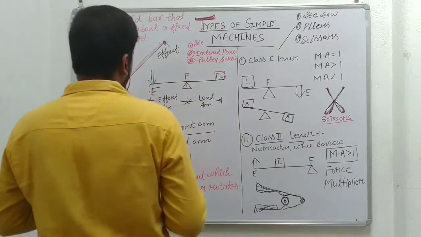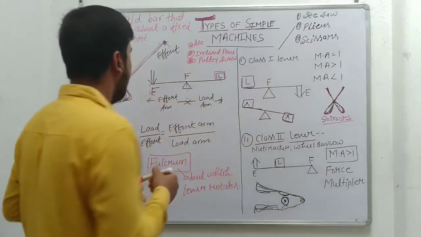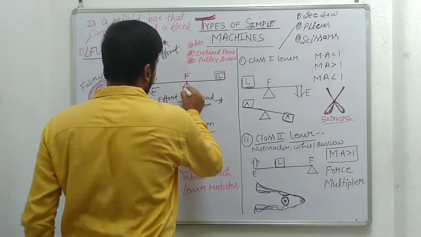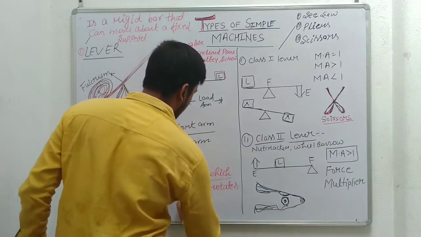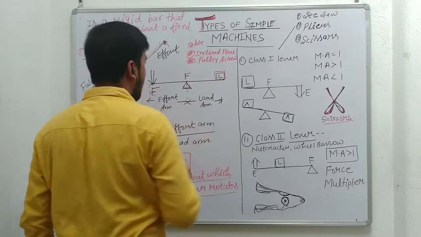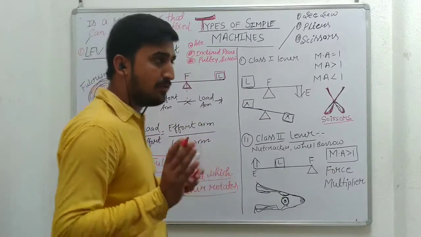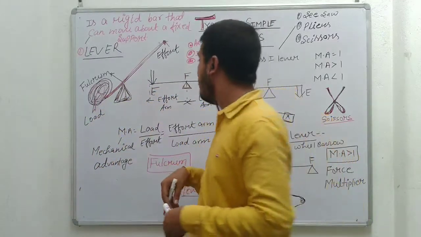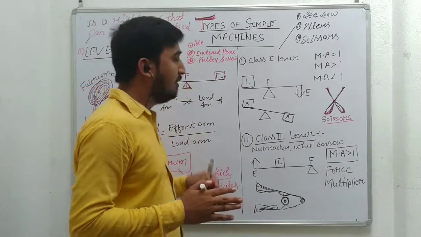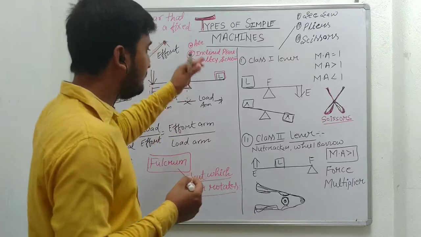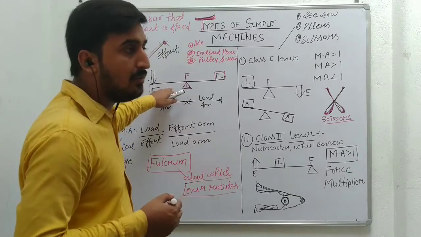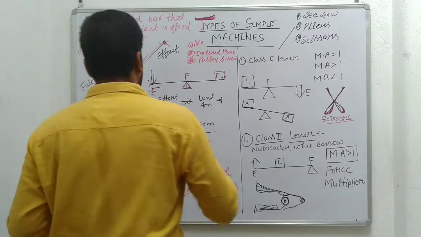So by this line diagram we shall try to understand the effort, fulcrum and load. This is the fulcrum about which the lever rotates. This is the effort, and this is the load. There are different classes of lever: class 1 lever, class 2 lever, and class 3 lever. One by one, according to the position of fulcrum, load and effort, we shall understand the different classes of lever. First, just try to understand the basic diagram of this machine.